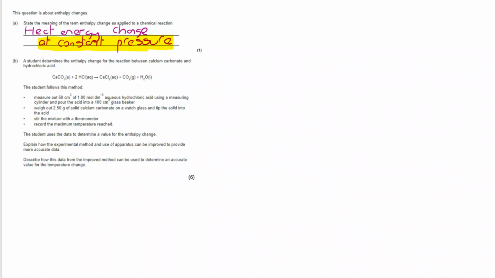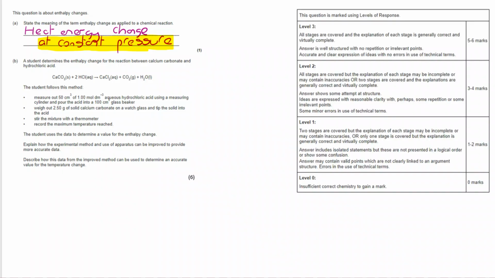For part B, this is a 6 marker. Now on 6 markers, there are clear marking criteria to determine what level you are going to be working within. I'll talk more about that later. But first of all, let's bear in mind with the question, we are looking at reading the method, making improvements. I'm going to go through the indicative chemistry content.